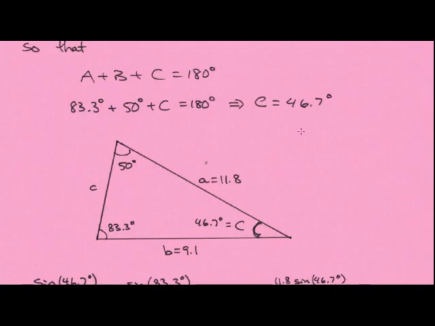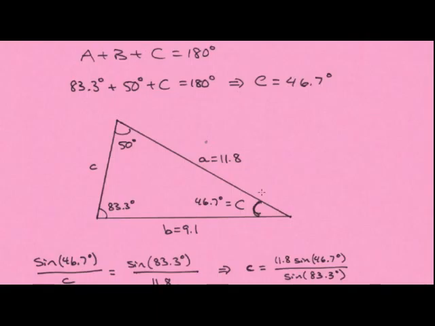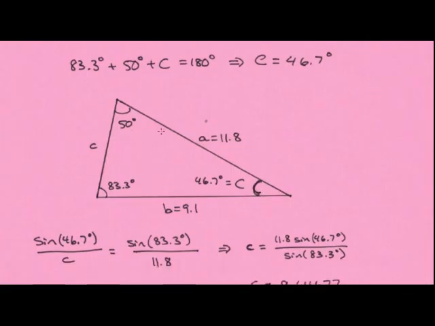So back in our triangle that we were given, we know that angle B has to be 50 degrees, side B is 9.1, side A is 11.8, angle A is 83.3, and so now we have to figure out what side C is going to be.